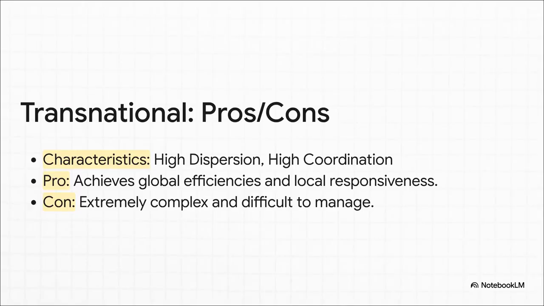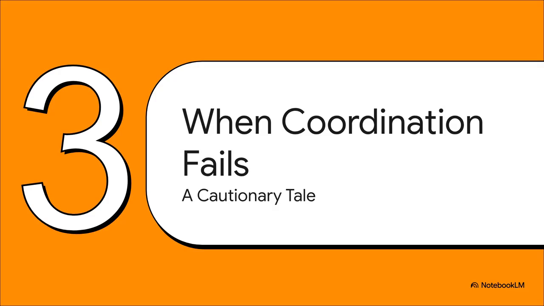Now, the potential here is off the charts. You get the best of both worlds, global efficiency and local responsiveness. It's why so many big tech and car companies try to do this. But, and this is a huge but, the management challenge is just immense. Trying to coordinate that complex global web of activities without it all falling apart is one of the hardest jobs in business.